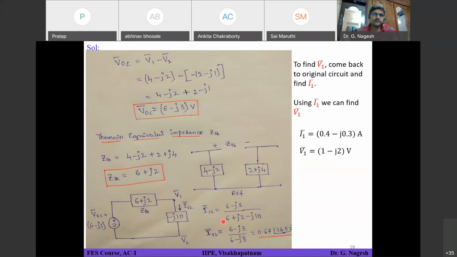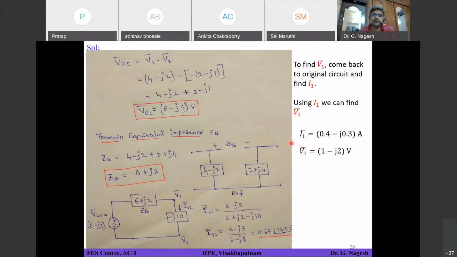Right. So this problem, is it clear to everyone? How to do this, finding voltage V1 also? Yes, sir. Okay. Or is anyone having doubt with regard to this?